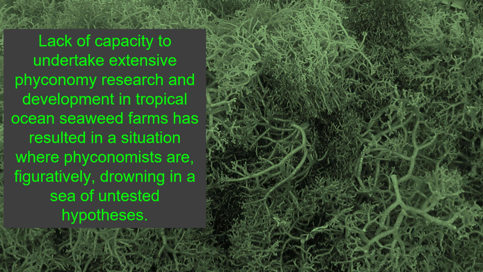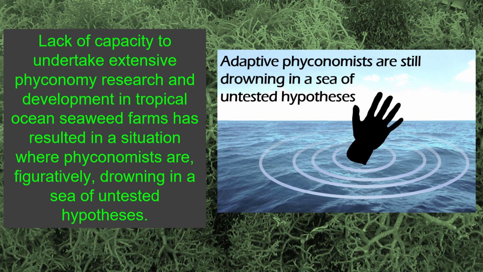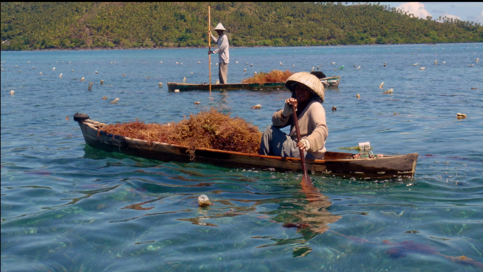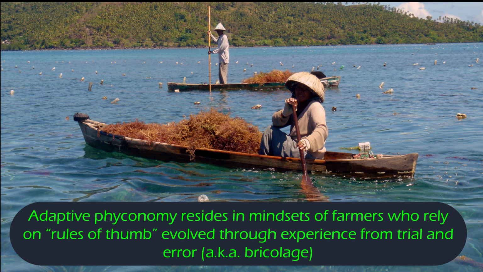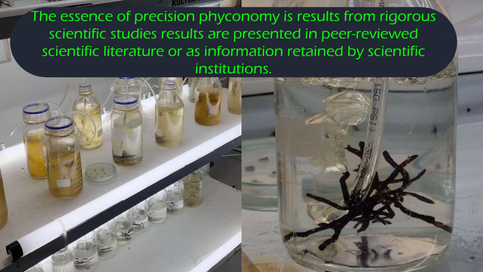Lack of capacity to undertake extensive phyconomy research and development in tropical ocean seaweed farms has resulted in a situation where phyconomists are figuratively drowning in a sea of untested hypotheses. Adaptive phyconomy resides in mindsets of farmers who rely on rules of thumb, evolved through experience from trial and error, also known as bricolage. The essence of precision phyconomy is results from rigorous scientific studies.